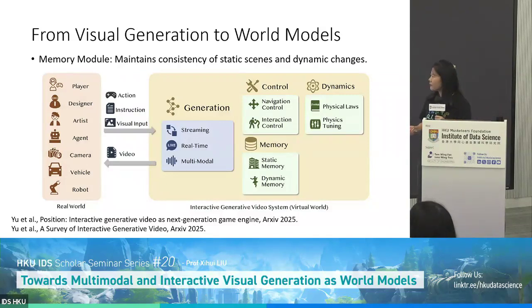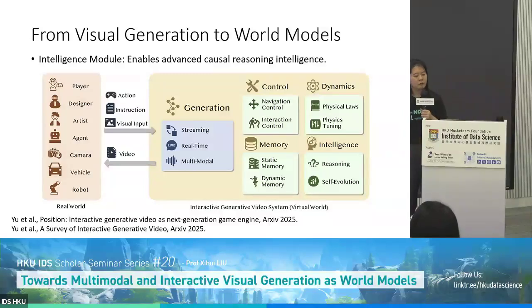And the last one is a more high-level capability, which we call intelligence. So in intelligence, we include not only the reasoning capabilities that are explored in language models, but also the self-evolution capabilities, which means that the model should be able to self-evolve to improve itself by interacting with users.